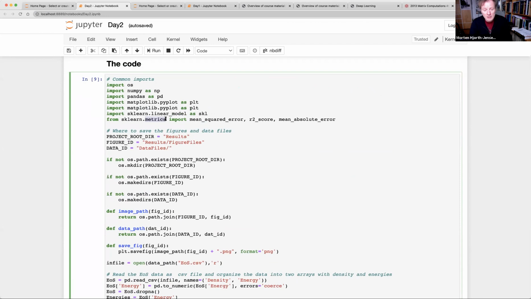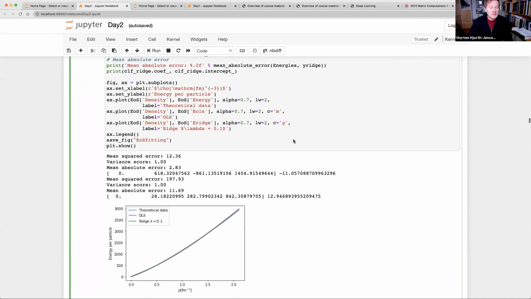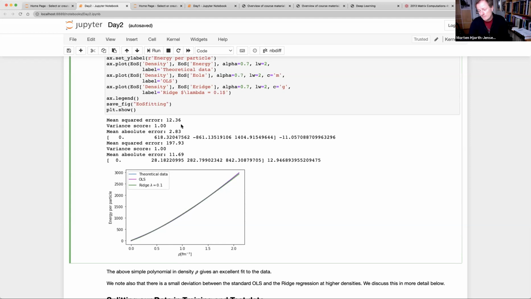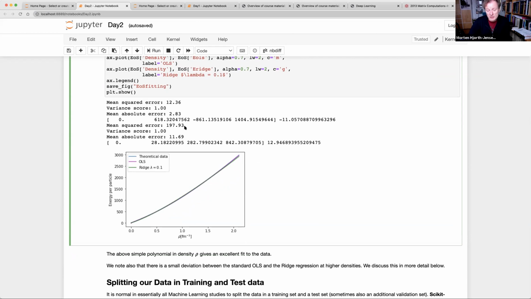But then the metrics is a little bit different. So these are not the only functions. There are many such functions which you can look at. So if I do that now, you can see that my mean squared error is perhaps not the very best one. But my model stopped at a function of density, where density ended up going like density to the power of 4/3. So you see the mean squared error is pretty large, but you also see that the mean squared error when I use this ridge regression is actually larger. So I'm coming back a little bit to this.